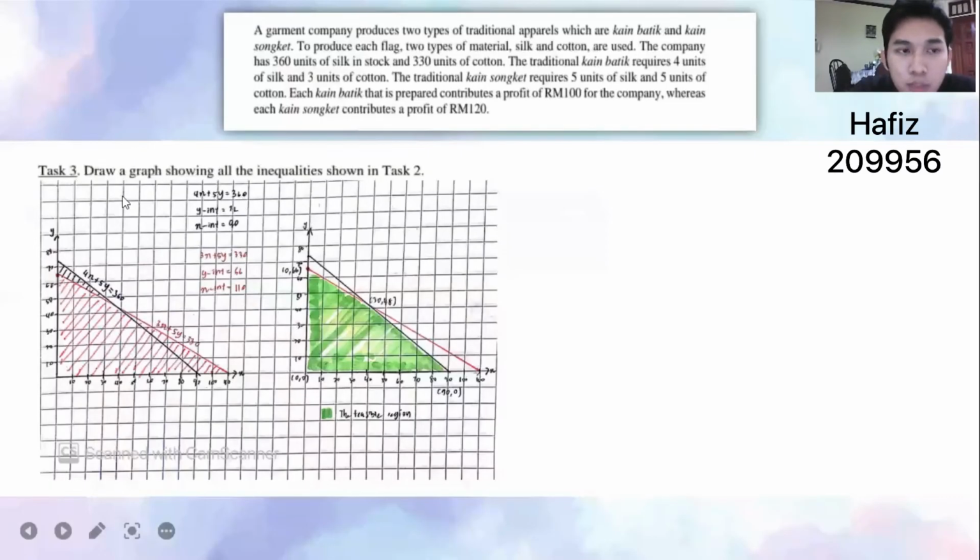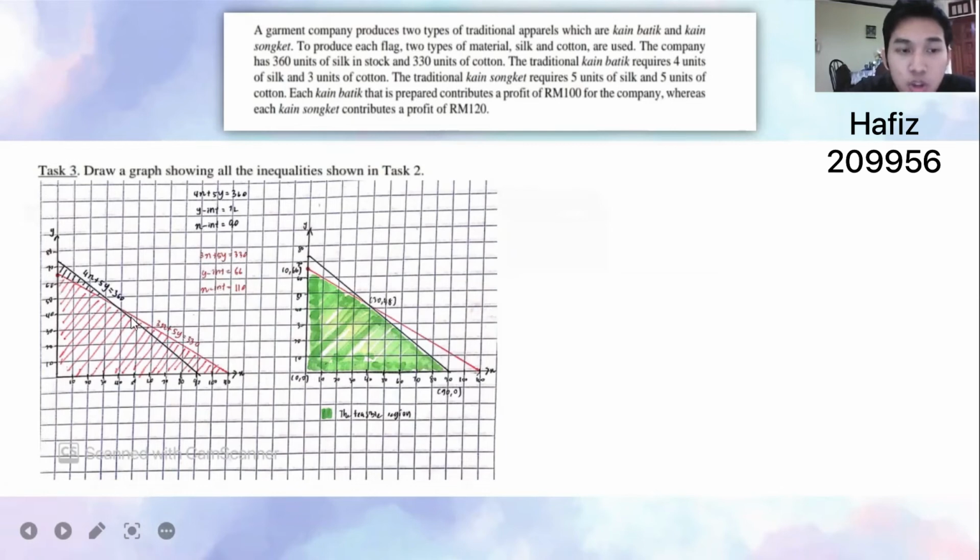So I'm going to explain task 3. The question asks us to draw a graph showing all the inequalities shown in task 2. From task 2, there are two inequality equations, which are 4X plus 5Y equals 360, and for the second equation, 3X plus 5Y equals 330.